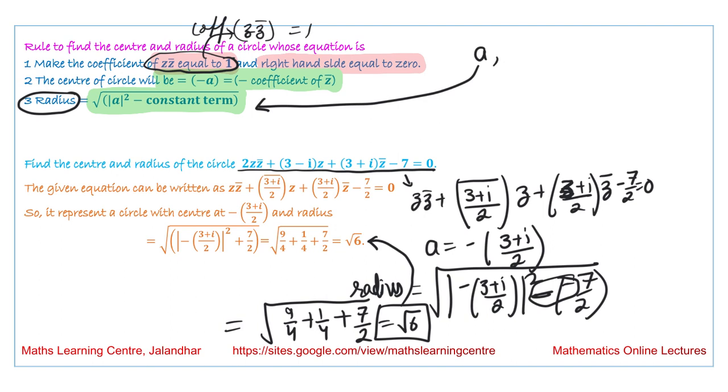So we are saying that the circle that we have has the center at a equal to minus of 3 plus iota by 2, and it has the radius equal to square root of 6.